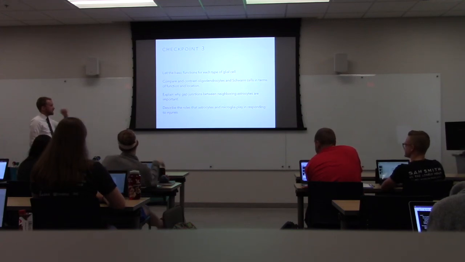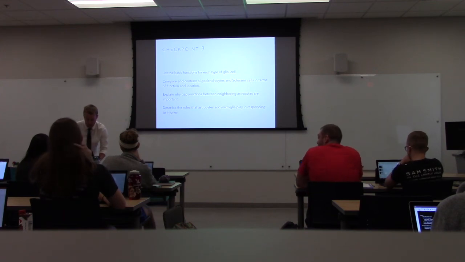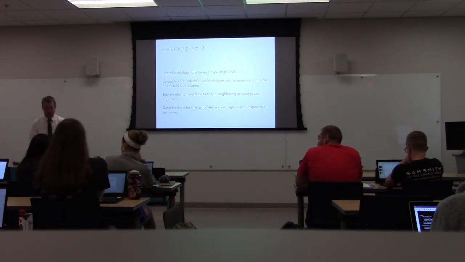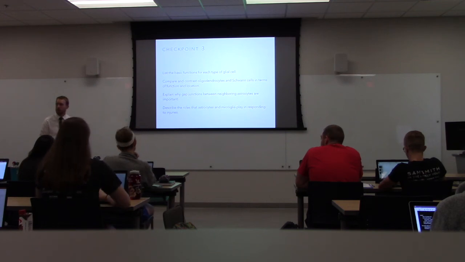Okay, let's talk about what astrocytes and microglia do in response to injury. Kate. So microglia would come in to clean up, and astrocytes would help make like a glial scar to confine it. There we go. That's, I think, a pretty good division of labor there. Any questions?